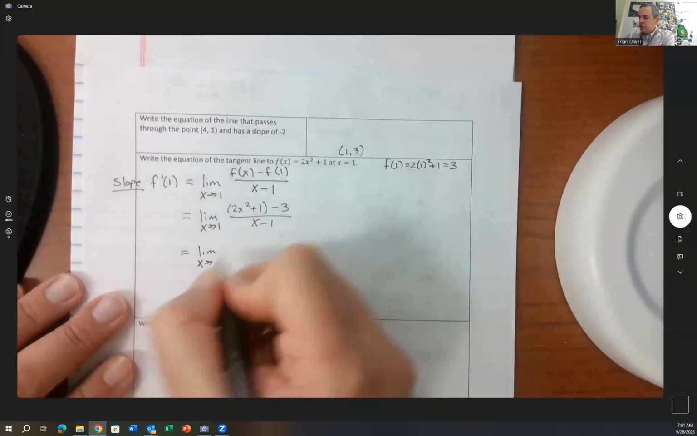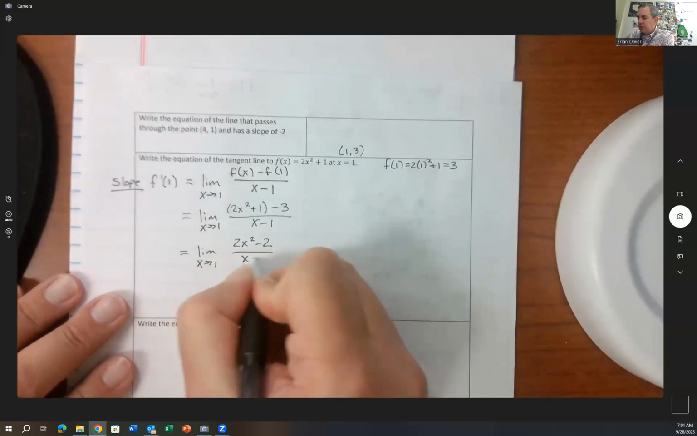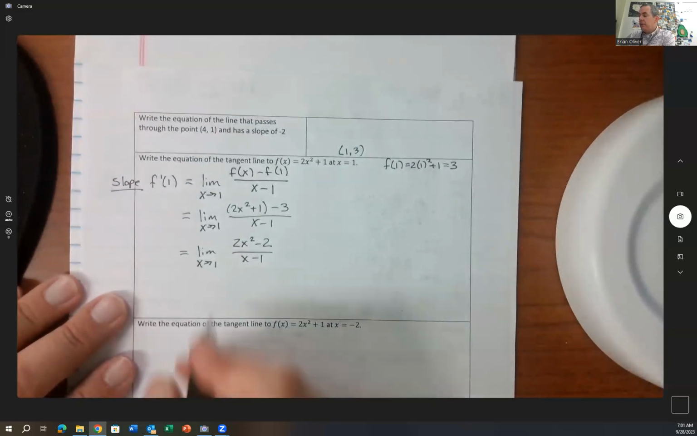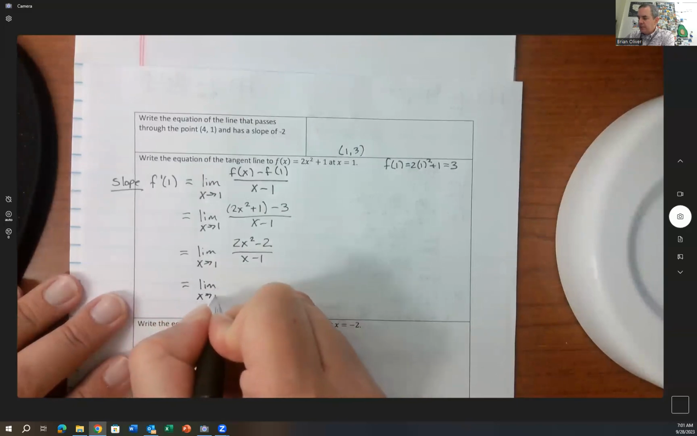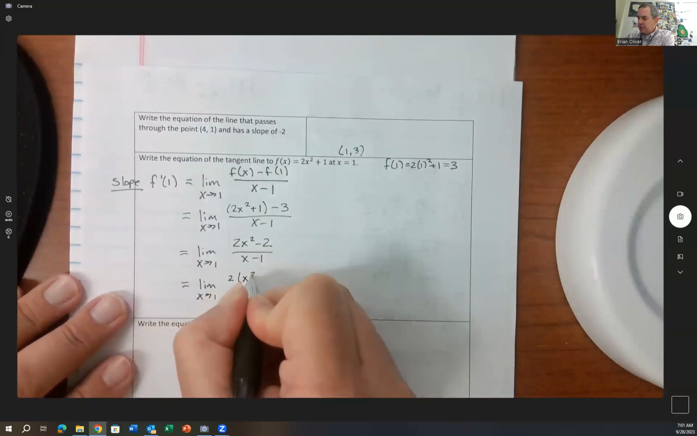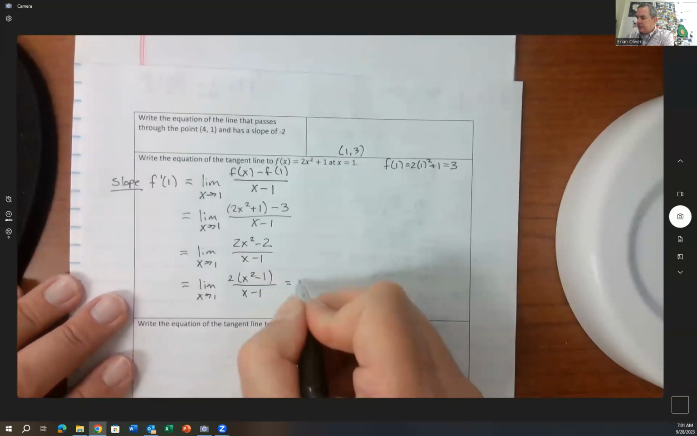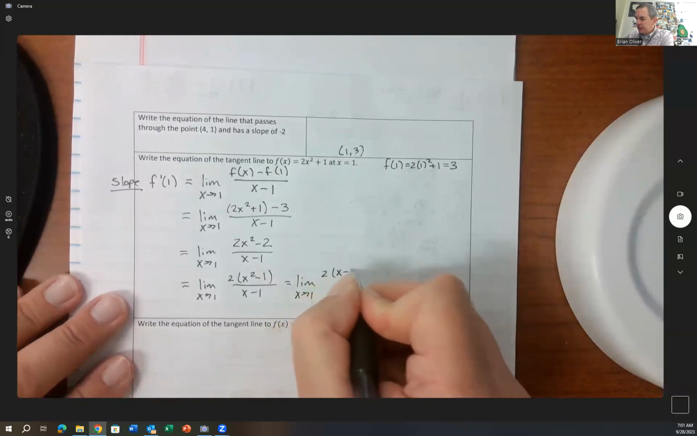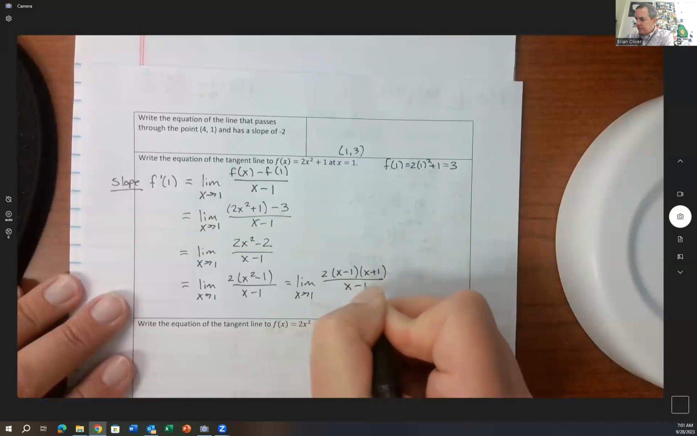The limit as x approaches 1, if I simplify, becomes 2x squared minus 2 over x minus 1. It's always going to give me 0 over 0, I'm just going to let you know. So we need to do some factoring. This is the limit as x approaches 1 of 2 times x squared minus 1 over x minus 1. That's a difference of squares again. So the limit as x approaches 1 of 2 times x minus 1 times x plus 1 over x minus 1.